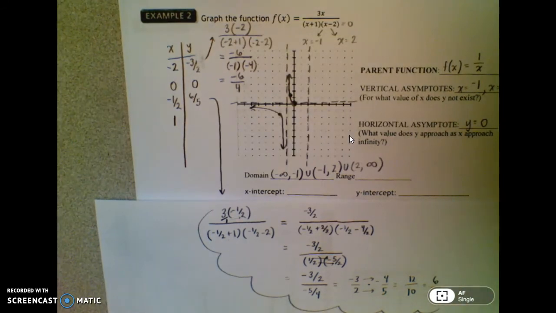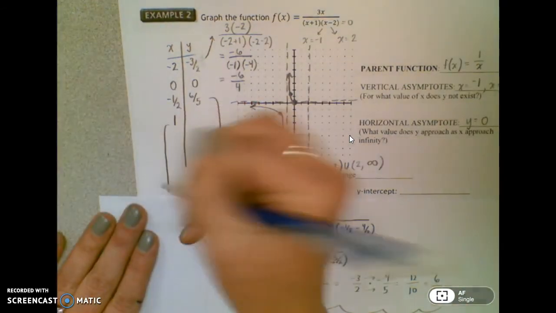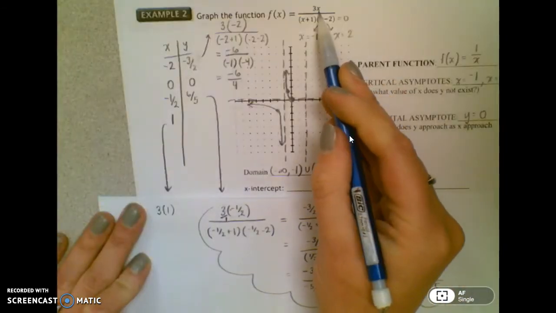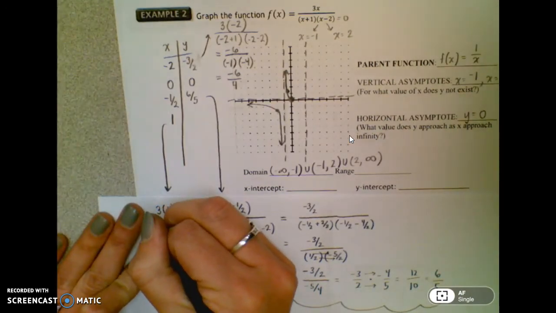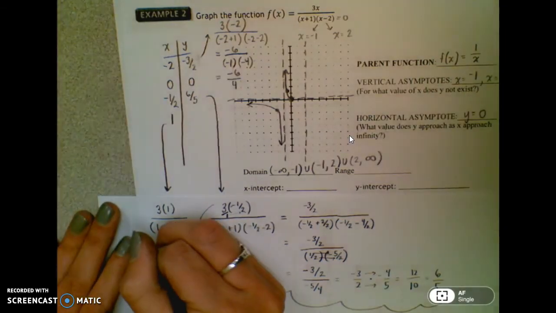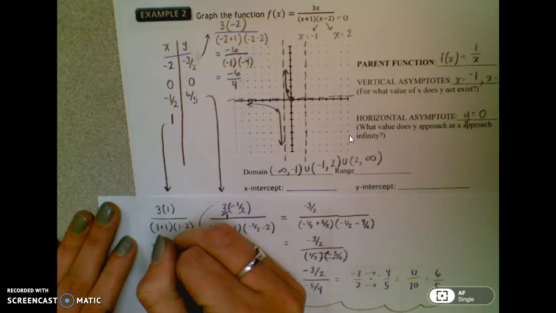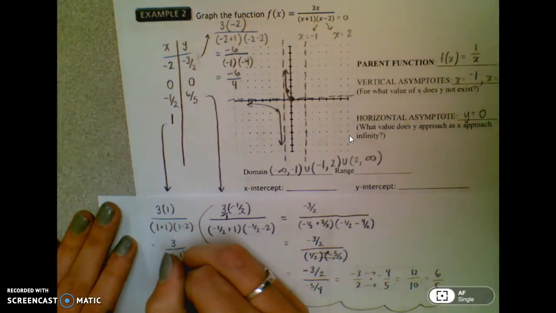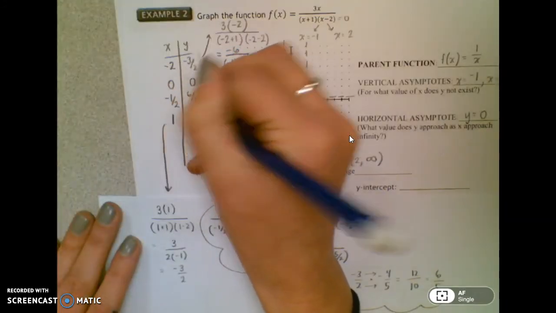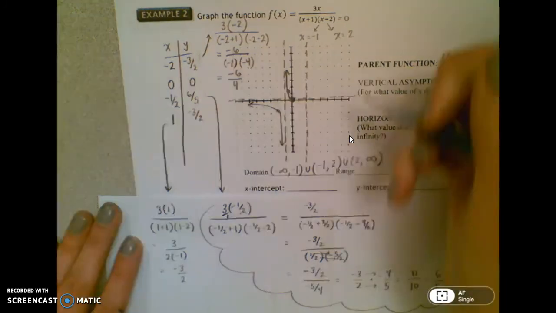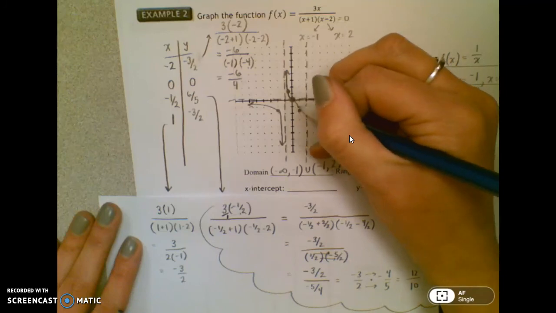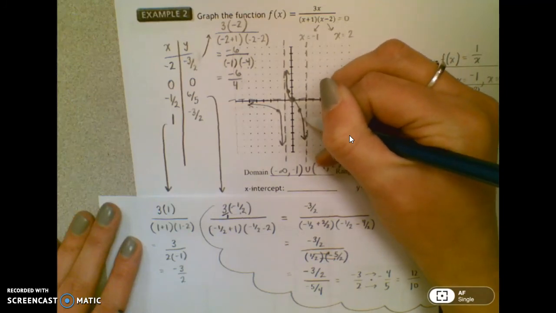I'm going to continue to use my scratch paper. No fractions here needed, so I'll have a little less algebra. 3 times 1. In my numerator, I'm inputting 1 over 1 plus 1 times 1 minus 2. That simplifies to 3 over 2 times -1, which simplifies to -3/2, or -1.5. I'll plot that point, 1, -1.5, and now I can see that I have the cubic shape in the branch.